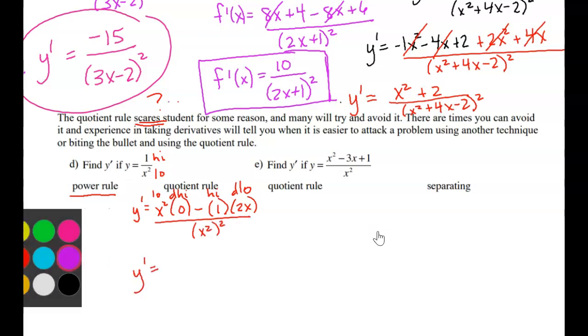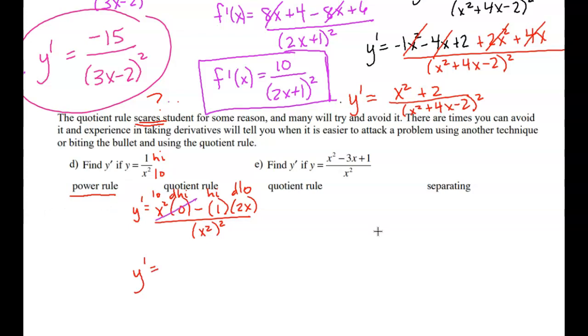So we're going to clean that up. That goes to nothing. I get -2x. Power to a power, remember you multiply. And I can reduce both numerator and denominator by x. Okay, that's a -2 over x cubed. So that's not terrible.